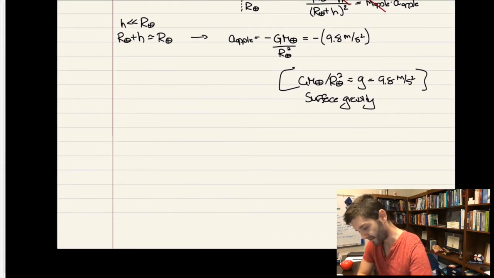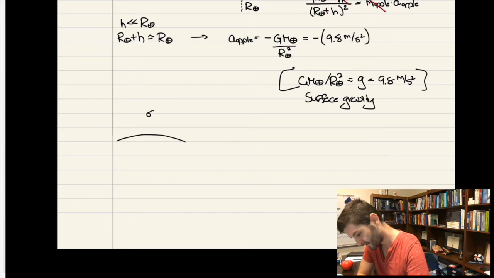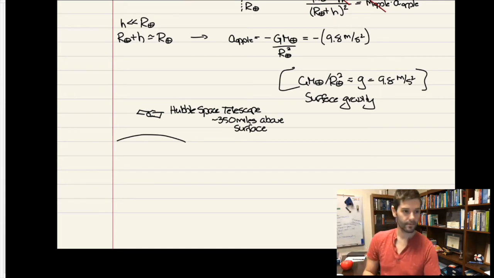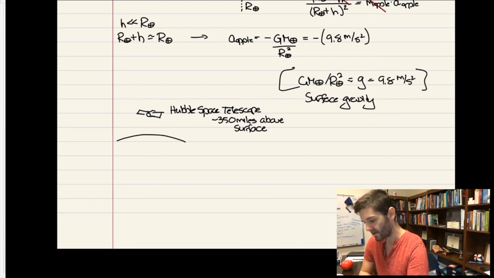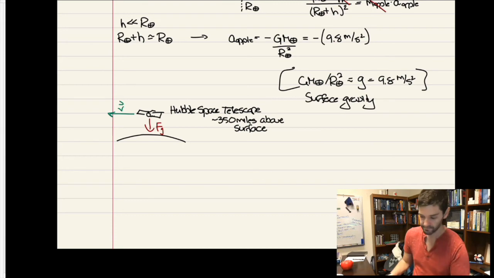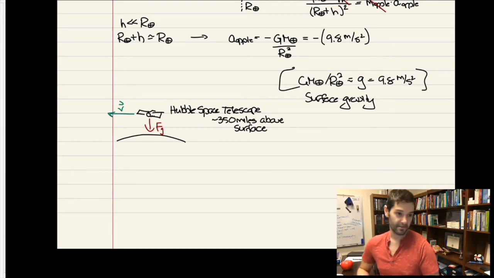But this also allows us to say things for objects that are not really close to the surface of the Earth. The Hubble Space Telescope is about 350 miles above the surface. So I could ask, what is the acceleration? It clearly is feeling a gravitational pull downward from the Earth. Now it does not crash into the Earth because it also has that velocity, going back to the last lecture. It's constantly falling towards the Earth but missing. But I could ask, what is this acceleration? It is not 9.8.